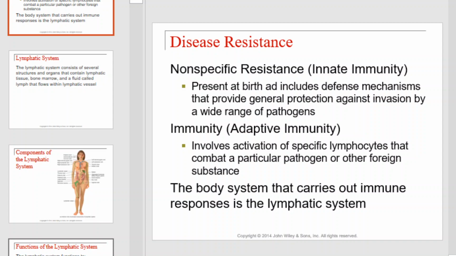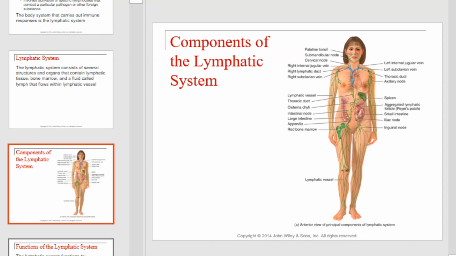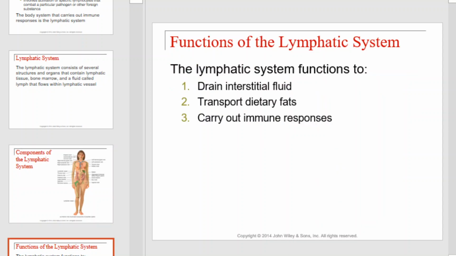The body system that carries out immune responses is your lymphatic system. The lymphatic system consists of several structures and organs that contain lymphatic tissue, bone marrow, and a fluid called lymph that flows within the lymphatic vessels. This is a diagram illustrating the general structure of your lymphatic system. The lymphatic system functions to drain interstitial fluid, transport dietary fats, and carry out immune responses.